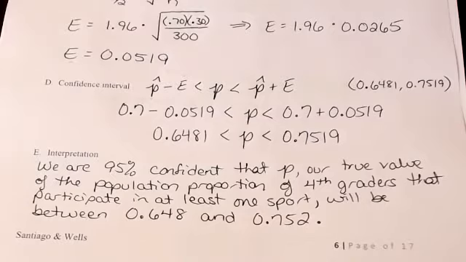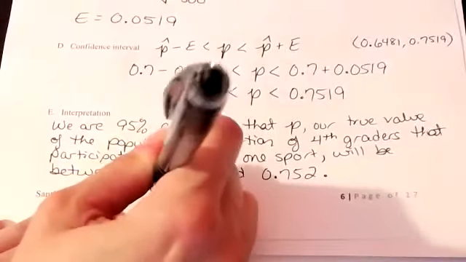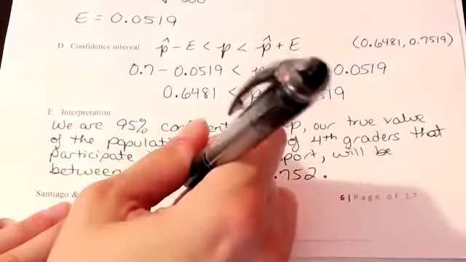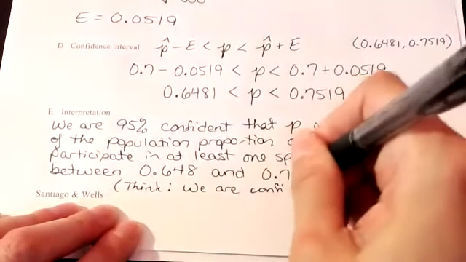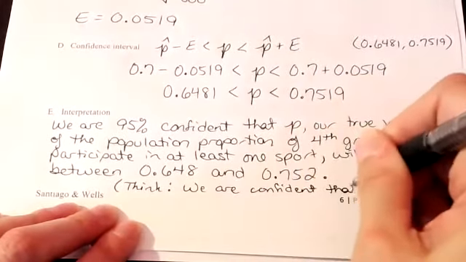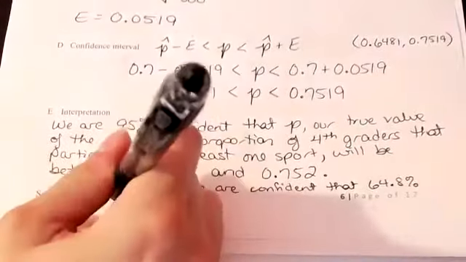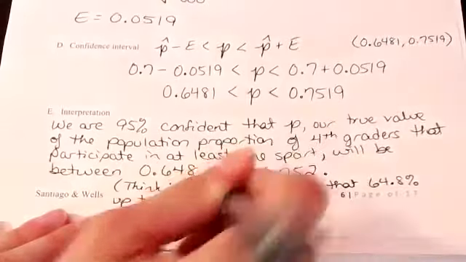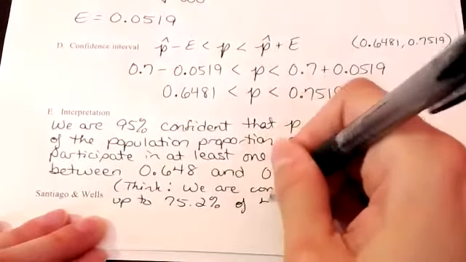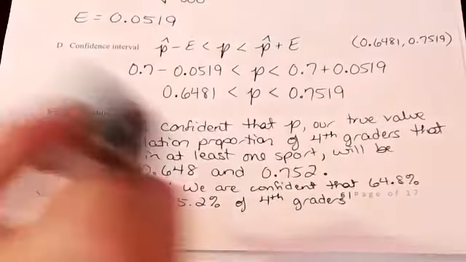Can we write like the percentage underneath, just so that when we go back to look at it, we can understand that it's a percentage? Yes. I think we are confident that 64.8% up to 75.2% of fourth graders played in at least one sport.